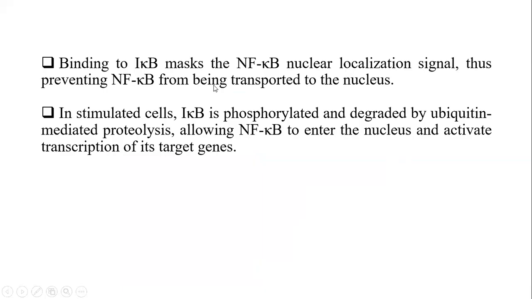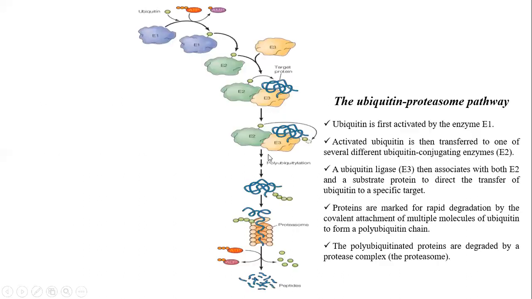Now, binding to I kappa B masks the NLS of NF kappa B, thus preventing NF kappa B from being transported to the nucleus. And in the stimulated cells, I kappa B is getting phosphorylated. After phosphorylation, I kappa B goes for degradation by ubiquitin proteolysis, allowing NF kappa B to enter the nucleus and activate the targeted genes.